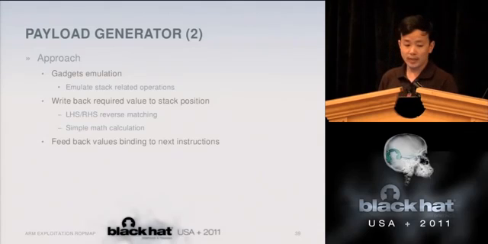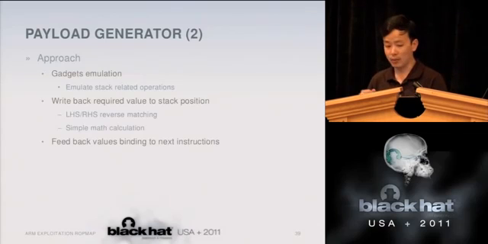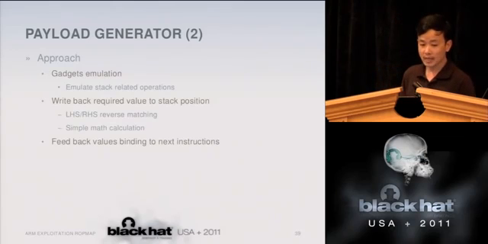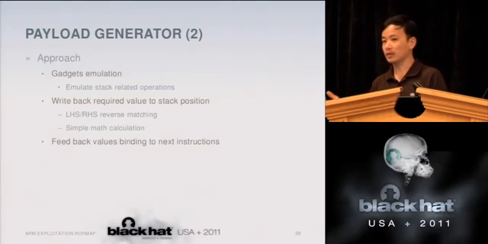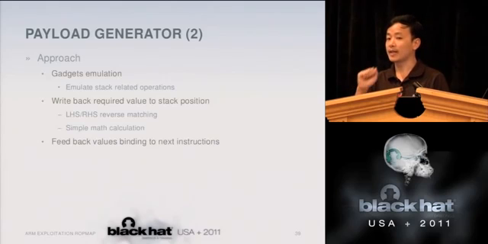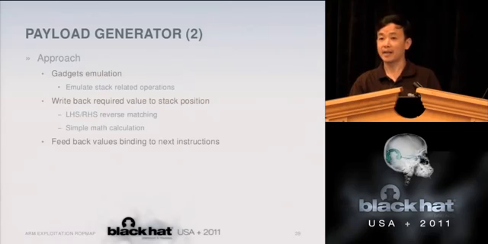In order to do that, we still do some basic emulation for gadget instructions. Here we will emulate every single gadget, and only the stack related operations like popping a register from the stack. So we just do that. And we perform the rollback, automatically rolling back the value to the stack position. So if you pop a register from the stack, we must write your intended value to that position.